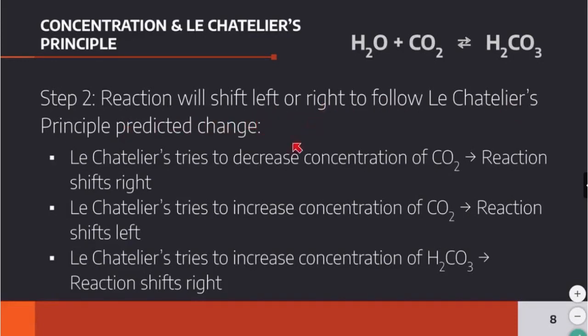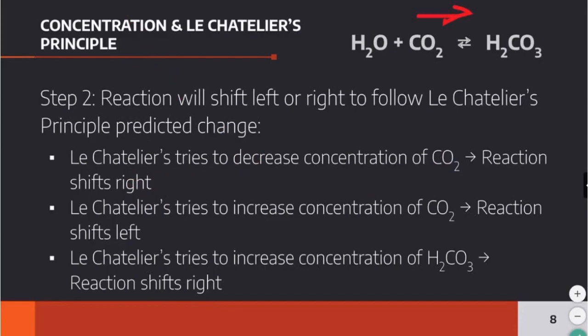Here's how we do it. Suppose we increase CO2. That means Le Chatelier's principle wants to decrease CO2. Well, how do we get rid of CO2? To get rid of CO2, we'd want to break its bonds and make new bonds over here. So if we want to get rid of CO2 and move to H2CO3, this reaction is going to shift to the right. And so we would show that reaction as being one that would shift to the right. So if Le Chatelier says to decrease the concentration of CO2, the reaction would shift right.